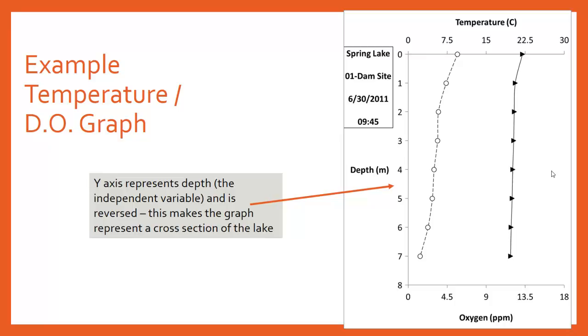Also, you'll note that the y-axis is reversed. This makes the graph represent a cross-section of the lake, where you have the surface at the top of the graph and the bottom of the lake at the bottom of the graph.